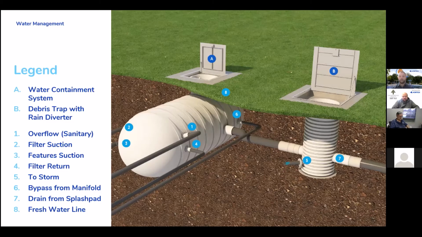Anytime we're not allowing storm water to get into our holding tank, that is a good thing. That is exactly what we want to be accomplishing. So we're not diluting that water that's within that holding tank and causing our chemical injectors to work more than they have to or more than they should.